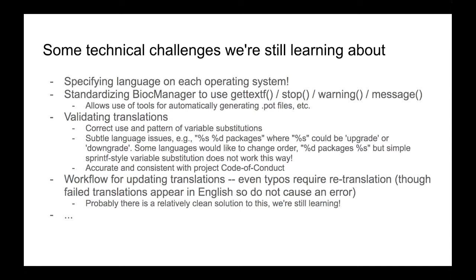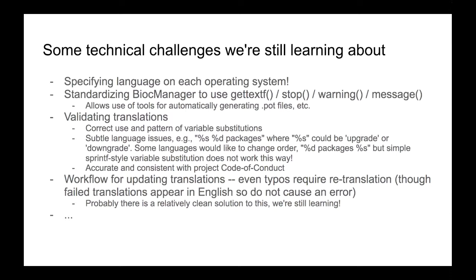BiocManager had its own little scheme for presenting errors and warnings to users. In particular, it wanted to wrap the warnings to the width of the user's console so that they were nicely formatted. And that means that we didn't call stop or warning or message directly. And because we didn't and don't do that, we couldn't use some of the tooling that's available for automatically generating that .pot file. And instead, we curated it by hand.